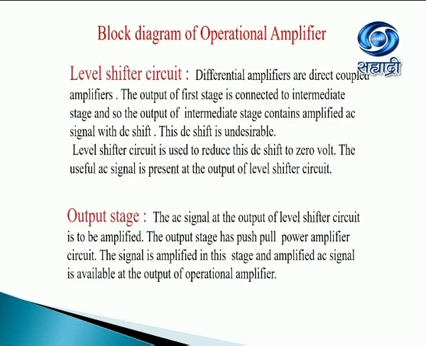Level shifter circuit. Differential amplifiers are direct coupled amplifiers. The output of first stage is connected to intermediate stage, and so the output of intermediate stage contains amplified AC signal with DC shift. This DC shift is undesirable. Level shifter circuit is used to reduce this DC shift to 0 volt. The useful AC signal is present at the output of level shifter circuit.